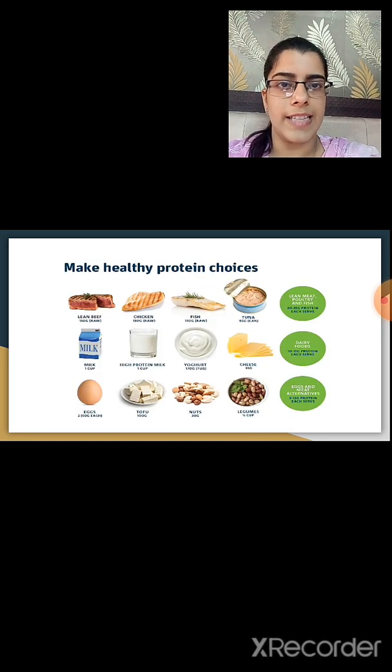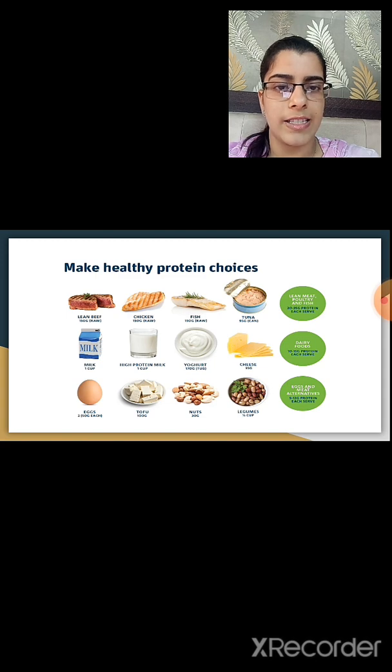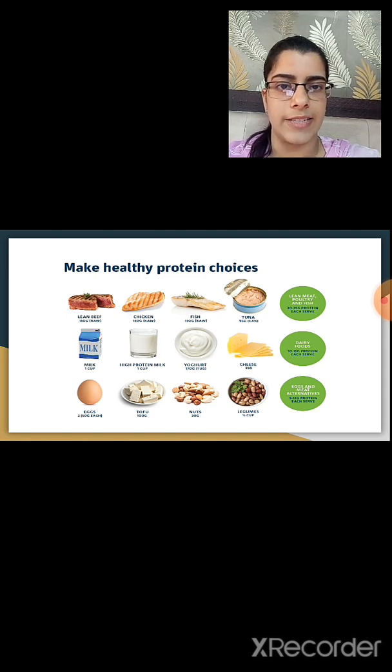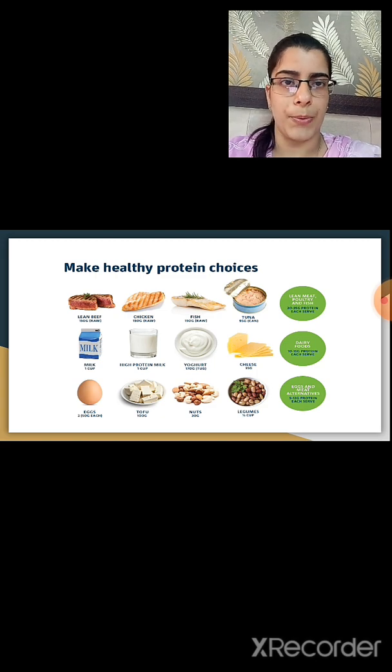The different examples of the protein are chicken, fish, milk, yogurt, cheese, paneer, nuts, tofu, eggs, etc. are some of the examples that are rich in proteins.